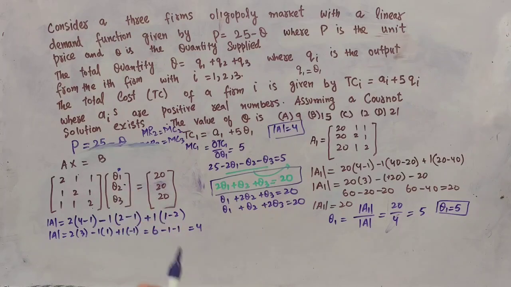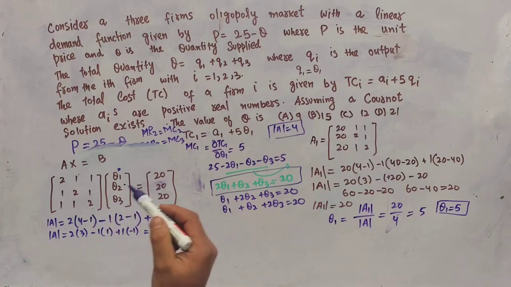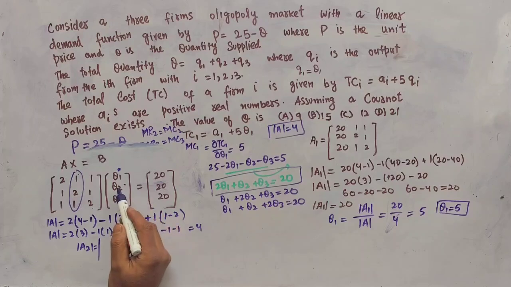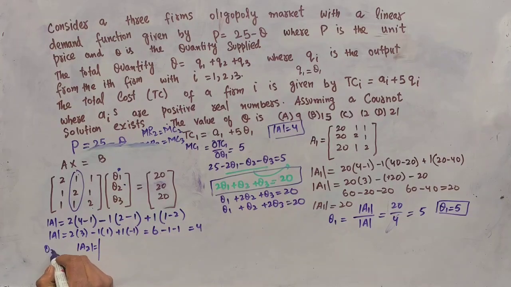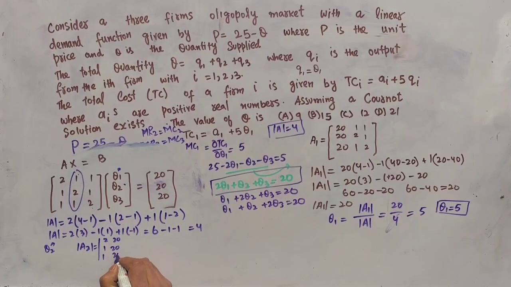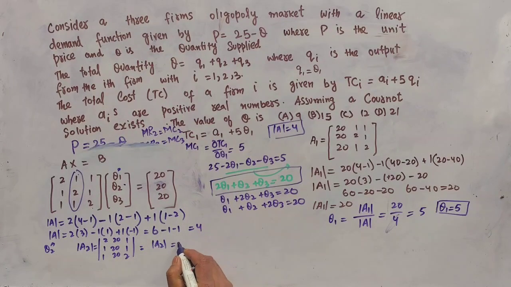What about Q2? If we want to find out the value of Q2, what we will do? We will replace the second column of the coefficient matrix with the vector of constant terms. Let me explain it here, I will not compute it. To find out the value of Q2 star, we replace the second column of the coefficient matrix with the vector of constant terms. So we have 2 1 1, we replace this column with 20 20 20. Then we have 1 1 2 and take its determinant. Okay, A2, it should come out to be 20.